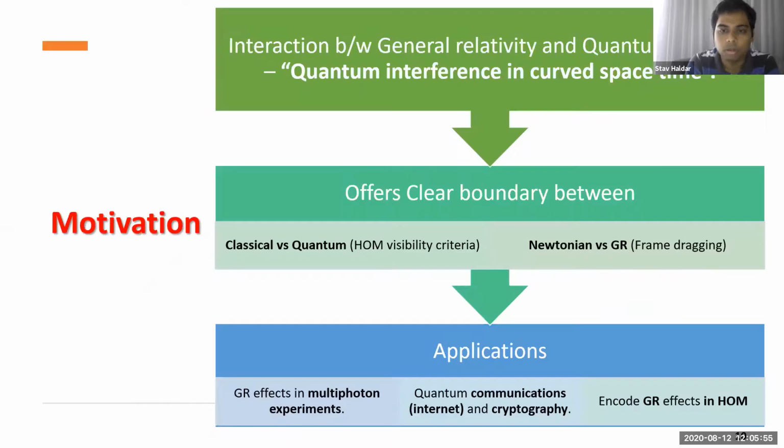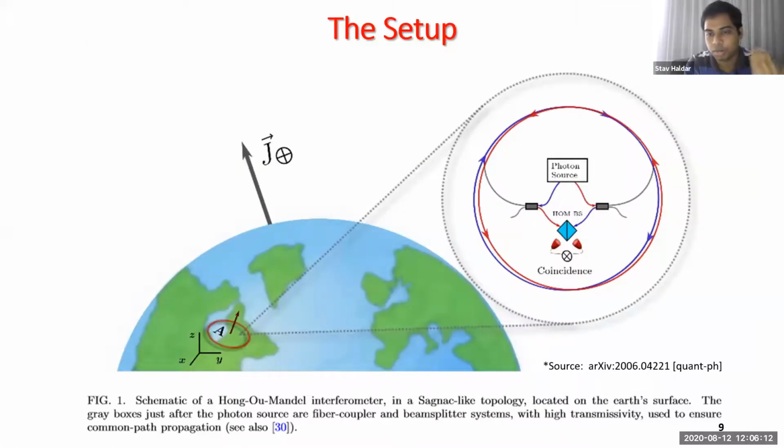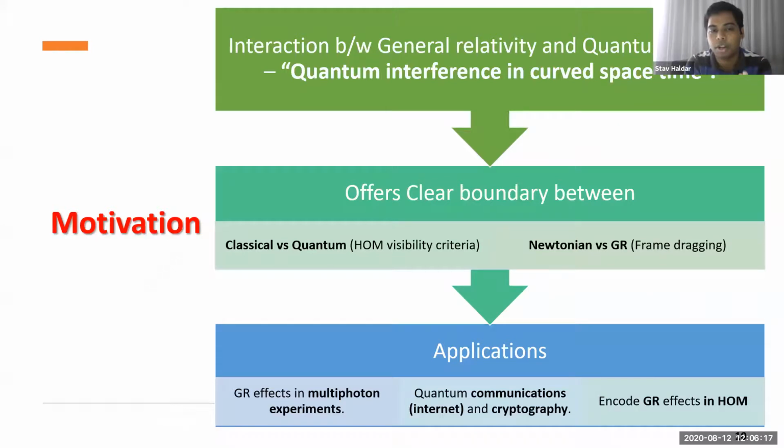All right, so let me move on. It's a bit late for motivating you about the talk, but okay, let me do it anyway. So why is this important? As I said, this will be a quantum interference experiment in curved space-time, because you have a gravitating body at the center, close to the setup. It's also rotating. So you are necessarily dealing with a quantum interference experiment in curved space-time.